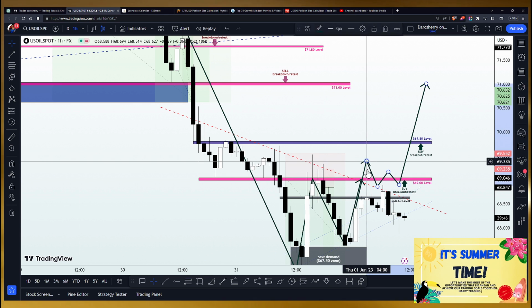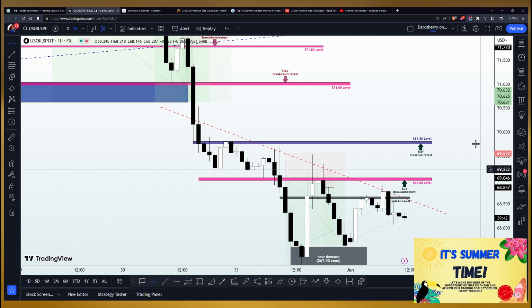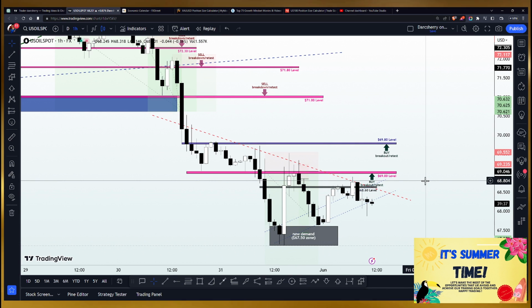But there is a caveat to this whole setup that we are talking about here. That is, if price action ever breaks out of the $69 area and we start seeing buy opportunity, one thing for sure here is that we must acknowledge that this is a counter trend opportunity, and you know how we do it.